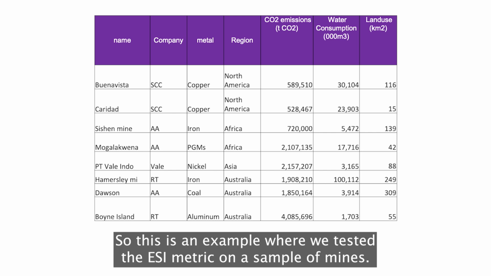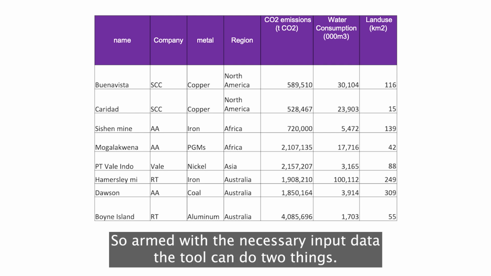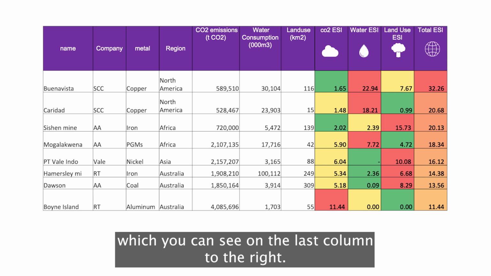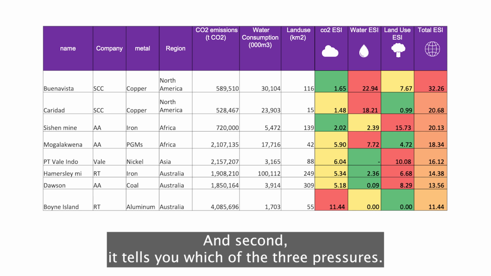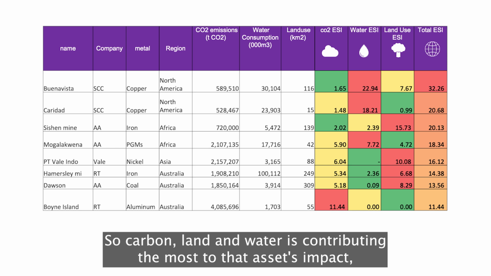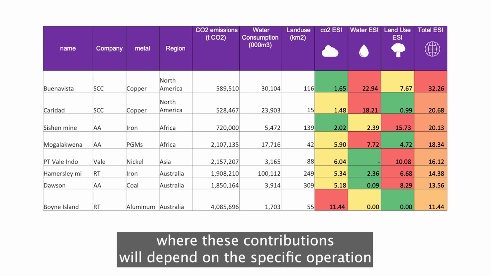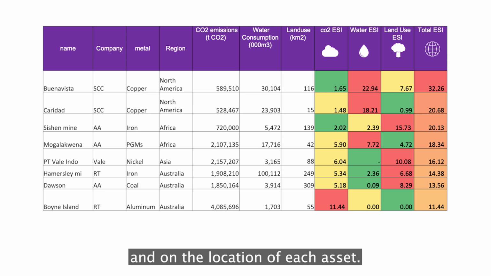So this is an example where we tested the ESI metric on a sample of mines. Armed with the necessary input data, the tool can do 2 things. First, it calculates the total impact of each asset, which you can see on the last column to the right. And second, it tells you which of the 3 pressures, so carbon, land, and water, is contributing the most to that asset's impact, which you can see in the 3 contribution columns, where these contributions will depend on the specific operation and on the location of each asset.